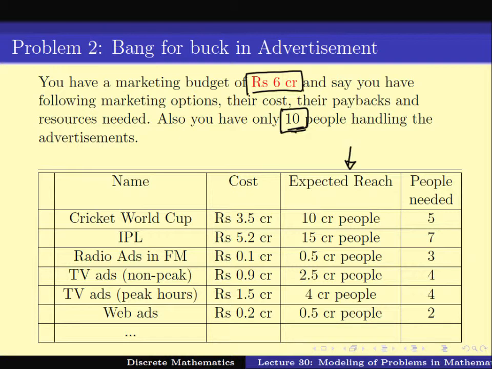For example, you cannot expect to fund both the Cricket World Cup and IPL. First of all, because you don't have that much fund: 3.5 plus 5.2 is way more than your budget of 6 crore. But also, this 5 plus 7 is more than the number of people that you have. But maybe you can spend on IPL and the radio ads on FM. Then the total expenditure is less than 6 crore and the total number of people required is just 10 people.